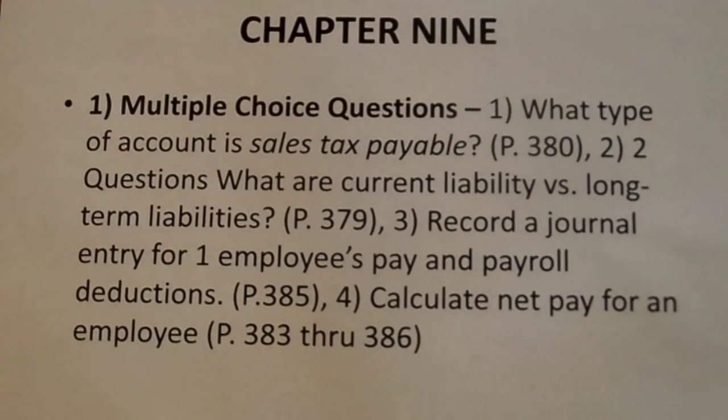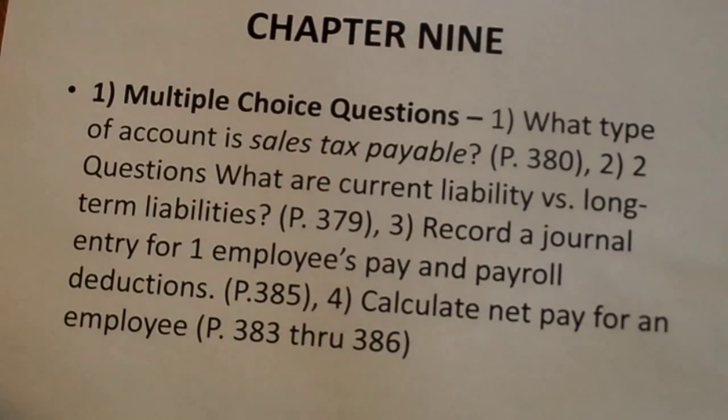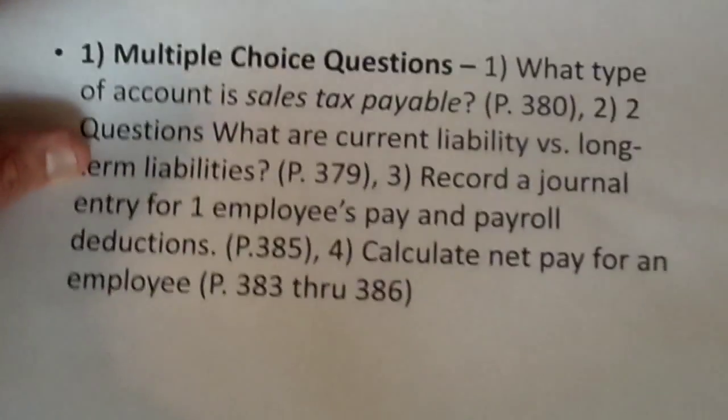The 4th question would be record a journal entry for one employee's pay and record the payroll deductions. You also might have the question, calculate net pay for an employee. And notice here the difference between 3 and 4 is that there's no journal entry required for number 4. Given that number 2 had 2 questions, there are 5 total multiple choice questions related to Chapter 9.